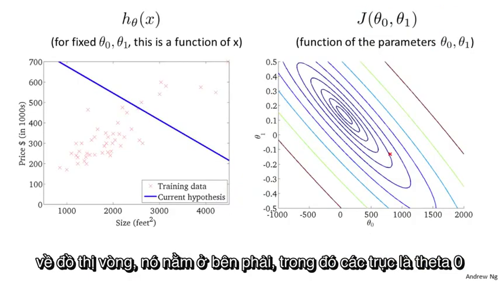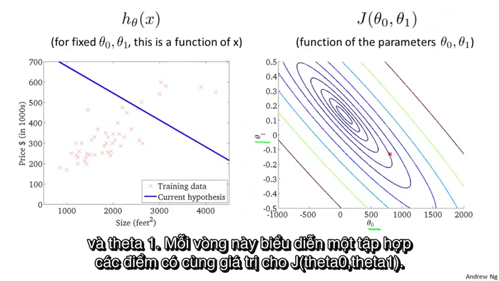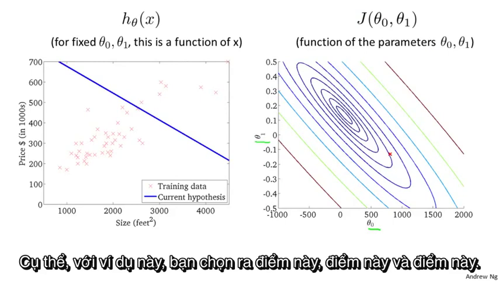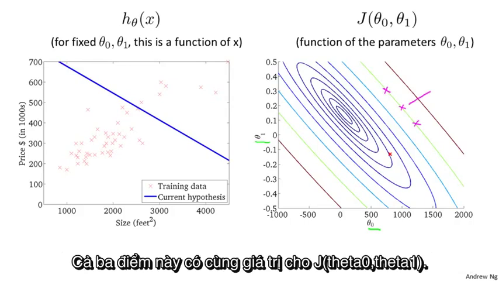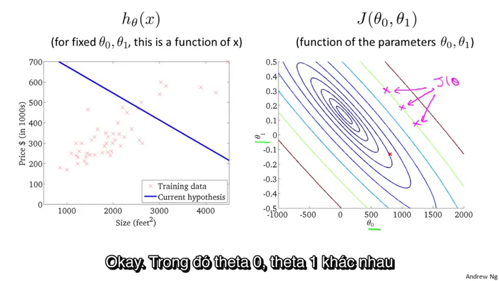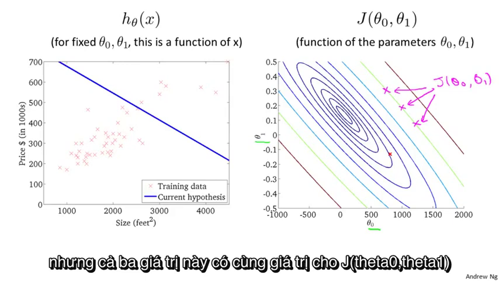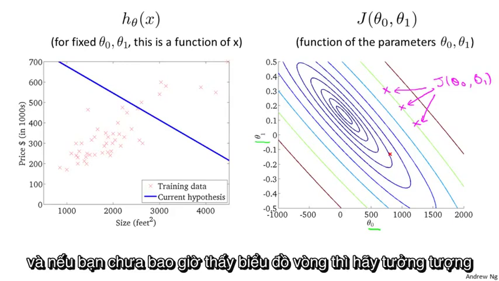So here's an example of a contour figure shown on the right, where the axes are theta 0 and theta 1. What each of these ovals, each of these ellipses, shows is a set of points that take on the same value for J of theta 0, theta 1. Concretely, for example, let's take that point and that point and that point. All three of these points that I just drew in magenta have the same value for J of theta 0, theta 1. This is a theta 0, theta 1 axis, but those three have the same value for J of theta 0, theta 1.